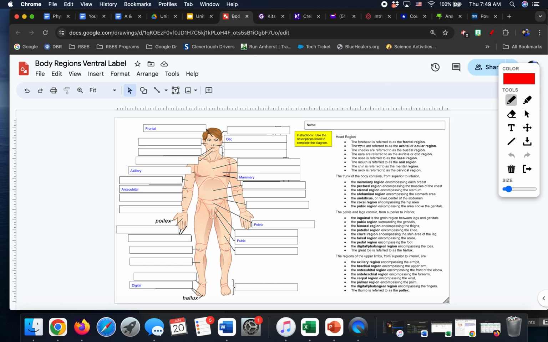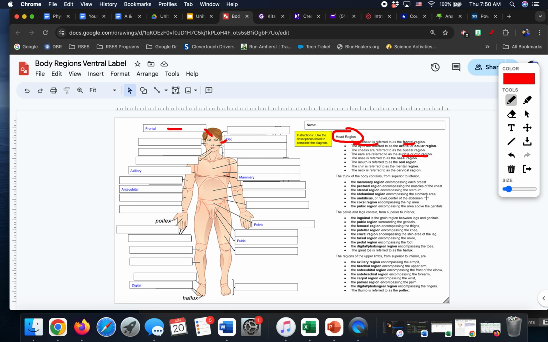Basically, it has a small description and tells you what region we're in. So within the head region, it says the forehead is referred to as the frontal region. Well, this arrow is pointing dead to his forehead. That's why it's named the frontal region. The ears, it says, are the auricle or otic region. Oh, this is pointing to the ear, so it's otic. So that's how this page is going to work.